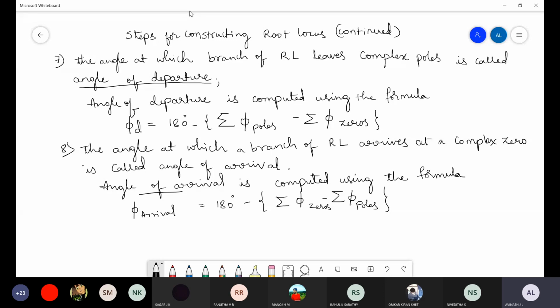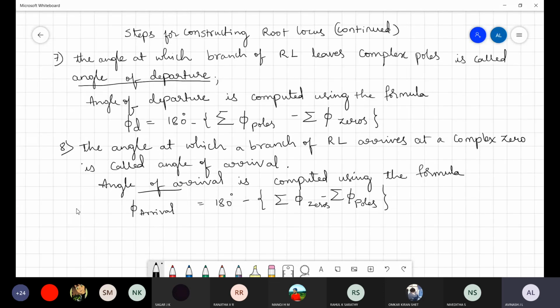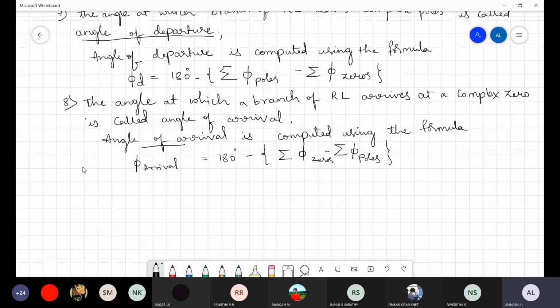So when talking about the angle of arrival, it is 180 degrees minus the angle of summation of zeros minus the angle of summation of poles. That is the only thing. So now this is very simple. This also will take another 1 or 2 minutes for you to do. Okay. So those are step number 7 and 8.